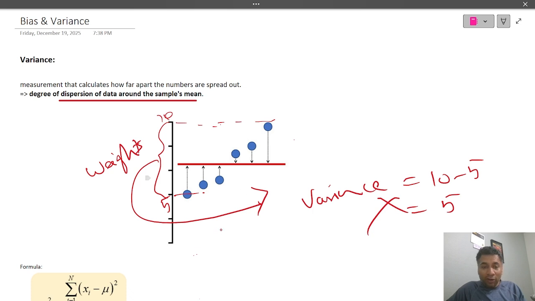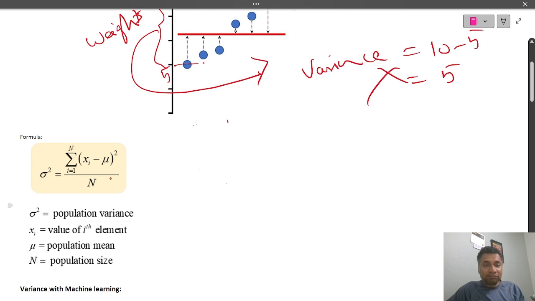Okay, so if we look at this formula, this is our formula for variance. We are summing up all the errors, where xi are the data points and mu is the mean of the data. We are taking the square and we are taking the average. So this is the formula for variance, where sigma is the standard deviation. This is another concept. Sigma is nothing but the square root of variance, right?